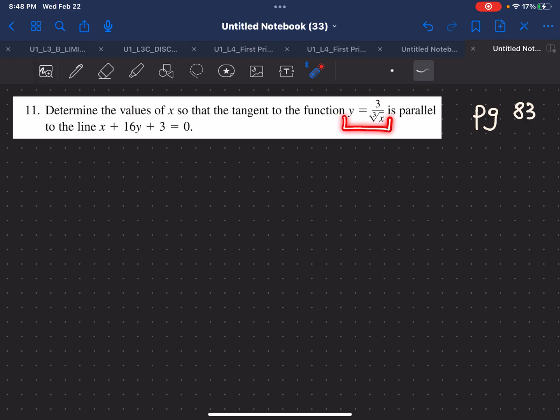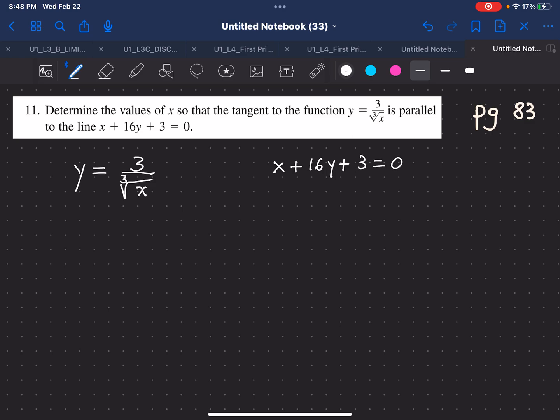So we are asked to find the values of x. So there are points with coordinates x and y. We are asked to find only the x values so that the tangent line to this function, so we are given the function y equals 3 over the third root of x, and we need to find out where the tangent drawn on this function can be parallel to this given line, x plus 16y plus 3 equals 0.